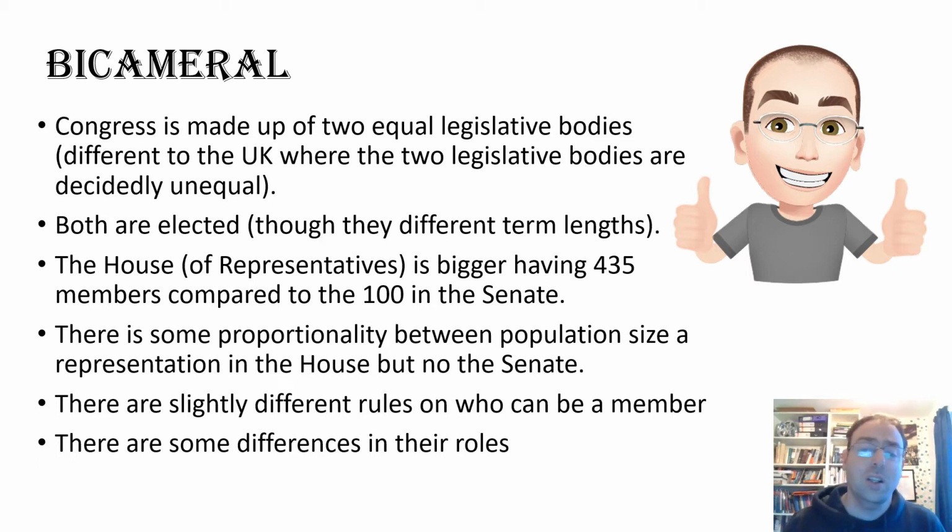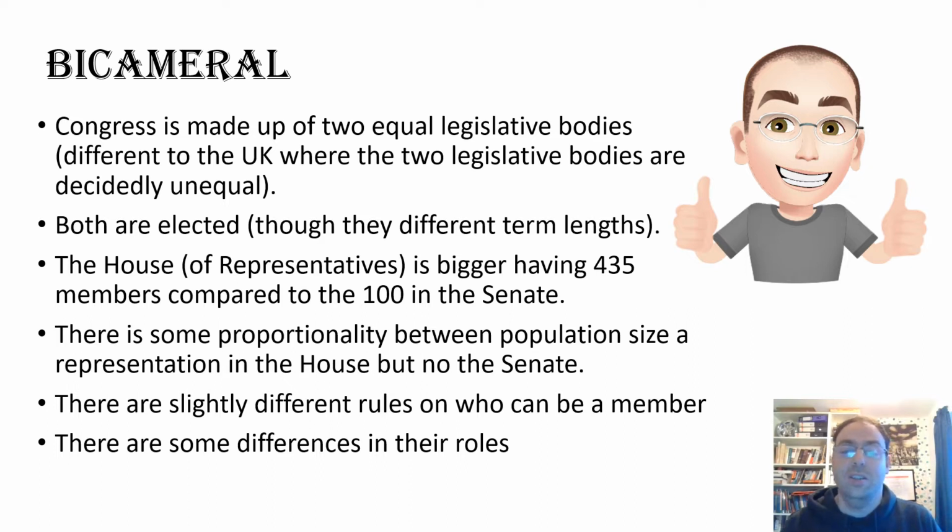The House of Representatives is bigger. It has 435 members compared to the 100 members of the Senate. This is because of the proportionalities. In the House of Representatives, the number of seats a state gets depends on its population size, but there's no proportionality when it comes to the Senate, where every single state gets 2 senators, hence there's 100 senators.